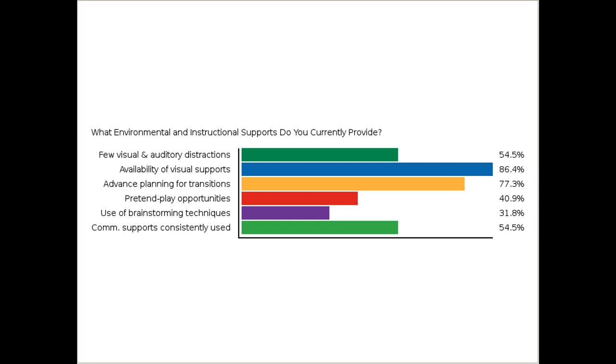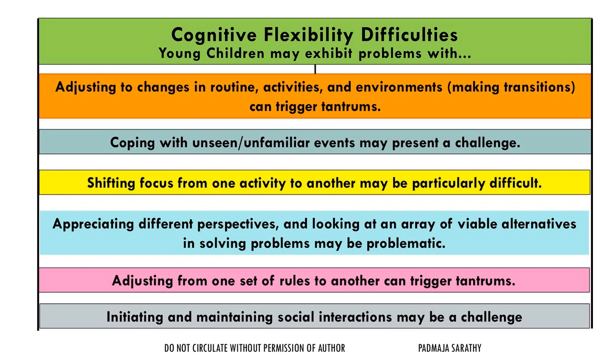So the winner is, of course, visual supports, and many of you are very familiar with the visual support. That's wonderful. Okay, now what are some cognitive flexibility difficulties that young children experience? We will go through several examples.